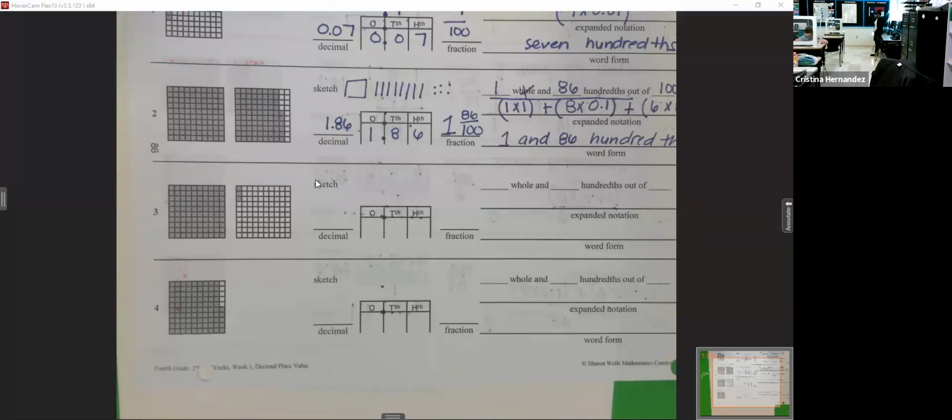Yes. And then what goes on top? Nope. How many did you shade? Nope. We already did that one with the 1. And in the next picture, how many did you shade?